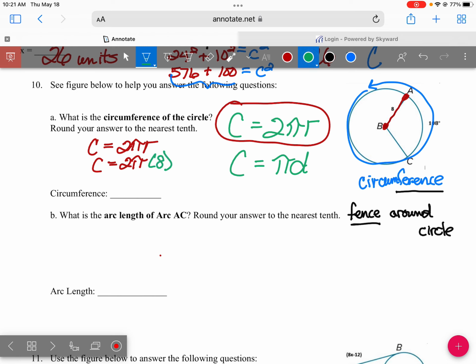So putting that together, we get 16 pi, which is how much when you hit the pi button? 50.26. Okay, it says round to the nearest tenth. Which one is in the tenths place?